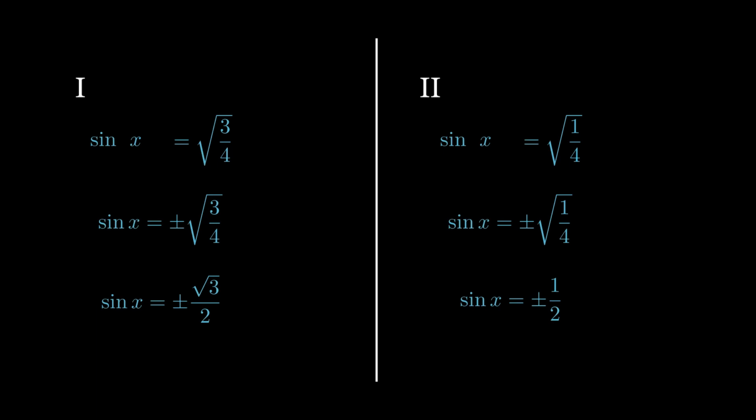Simplifying the square roots, we have 4 trigonometric equations to solve. Sine of x equals plus square root 3 over 2. Sine of x equals minus square root 3 over 2. Sine of x equals plus a half. And finally, sine of x equals minus a half.